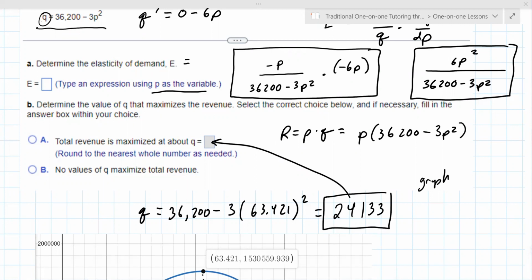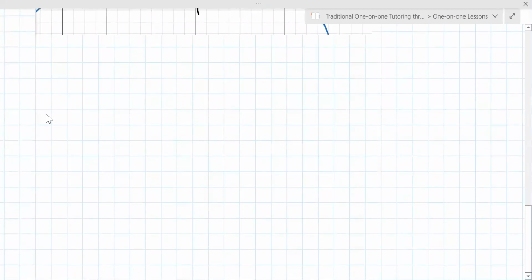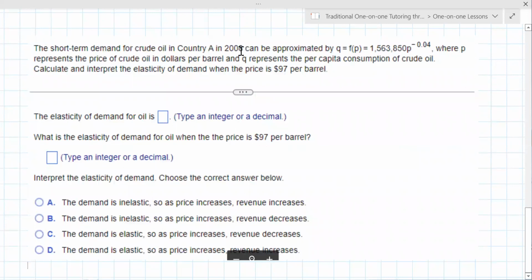Okay, and that's it for that question. We'll move on to question 3. All right. So again, they're giving you a quantity function up here. They're telling you that Q is this function right here, and it's a function of P. P is your variable, and this problem though is more numerical.